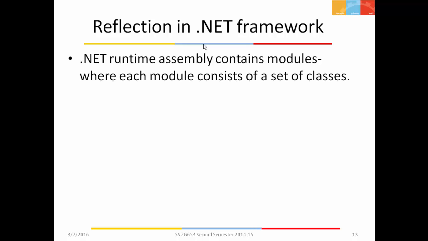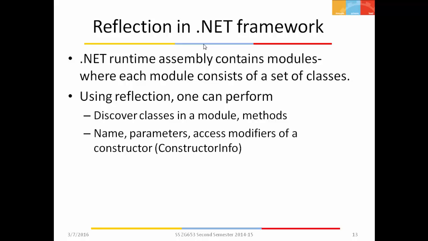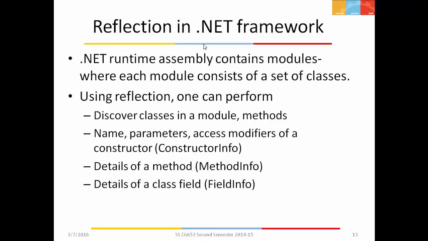Now the .NET Runtime Assembly basically contains modules, and the modules consist of a set of classes. Using the reflection mechanism, one can perform the following, very similar to Java. Things like discovering classes in a module or methods. It can retrieve the name, parameter, access modifiers of a constructor, and it uses the class called ConstructorInfo for that purpose. The MethodInfo class will help you to retrieve the detail of a method for a given class. The FieldInfo class can help in retrieving the details of a class field.